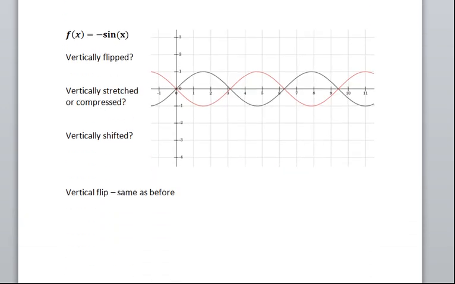Okay, and of course we have to talk about the vertical flip, and that is this minus sign out in front. And yes, it's vertically flipped. We don't have a number, so it's not vertically stretched or compressed, and it's not vertically shifted. And the vertical flip is exactly the same as before. Okay, so the black graph is your default sine graph, and then the red graph is just flipped upside down, right? And that is your vertical flip.